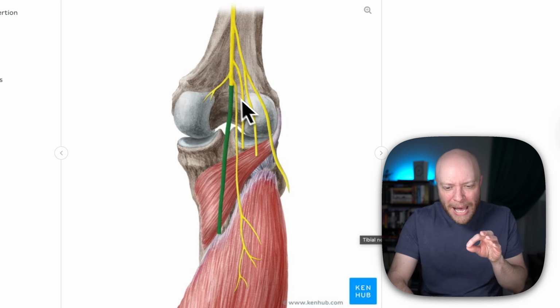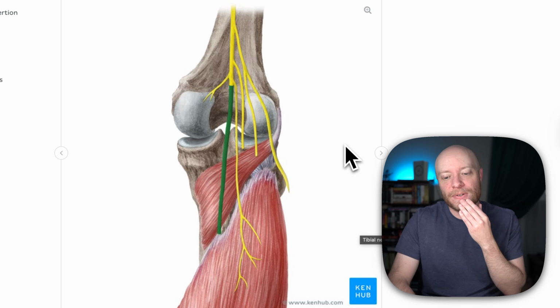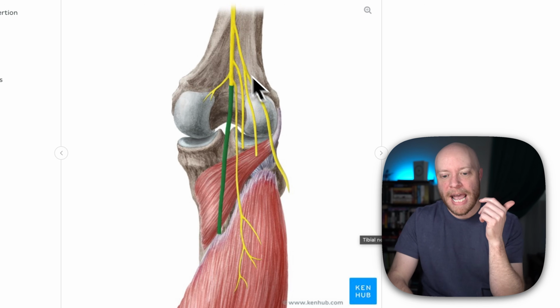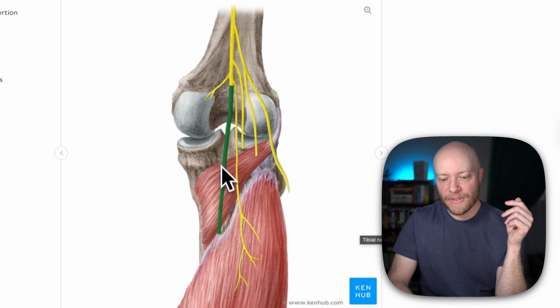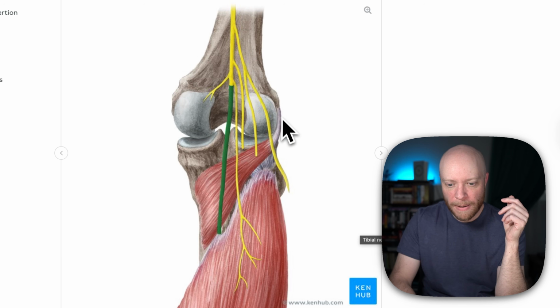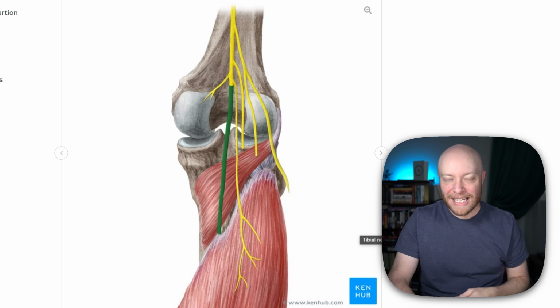But what happens in the back of the knee, again, this is that popliteal fossa or popliteal space, the sciatic nerve bifurcates, it splits. And what happens is the tibial nerve comes down, and we can see a really close-up view of this popliteus muscle. And sure enough, the tibial nerve just makes the most sense in order to innervate it.